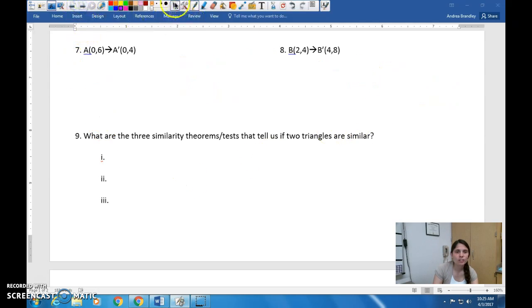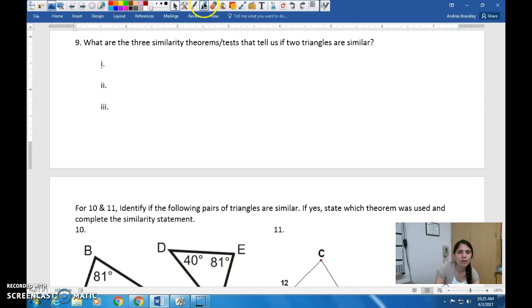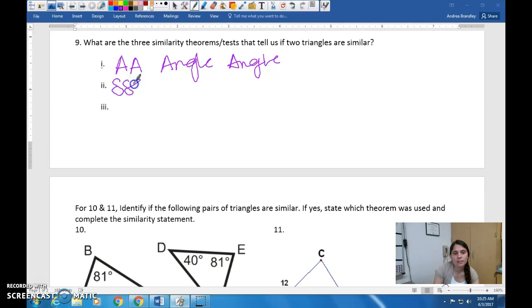And then number 9 is just a review of our similarity tests and theorems. So there are 3 different similarity tests and theorems. The first, and order doesn't necessarily matter, is angle-angle. The second is side-side-side. And the last is side-angle-side.